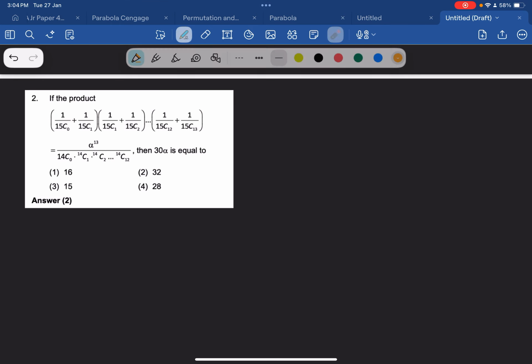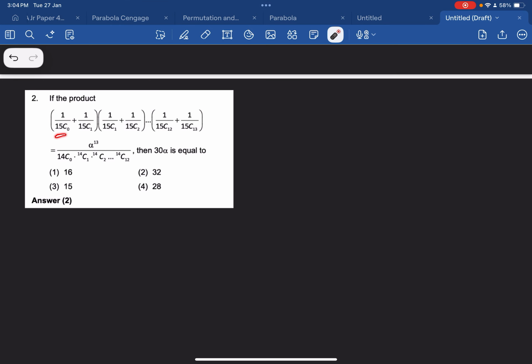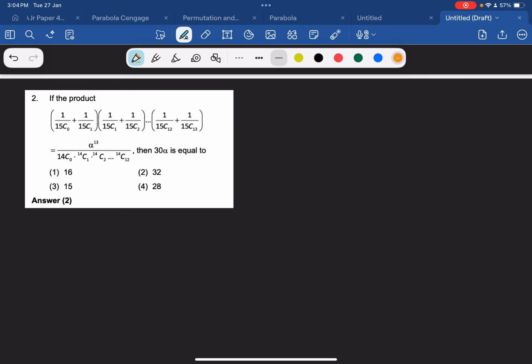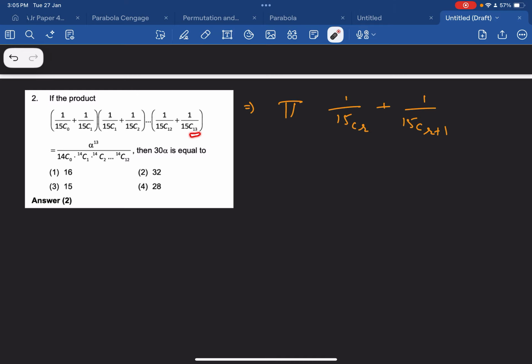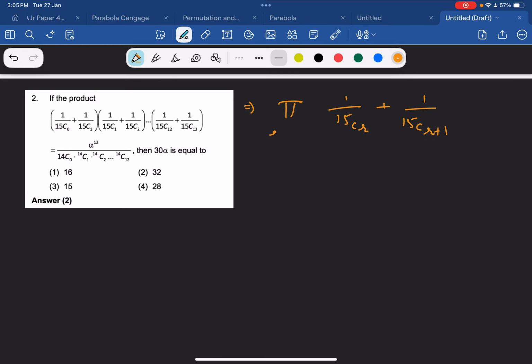All right, so here can you see that we can find one relation, 1 upon 15C0, 15C1, 15C1, 15C2, and everything is given in terms of a product. So I am directly writing the general form, product of 1 upon 15CR plus 1 upon 15CR plus 1, correct. Last term, if you see, goes to 13, so obviously r should be 12, so r should start from 0 to 12, correct.